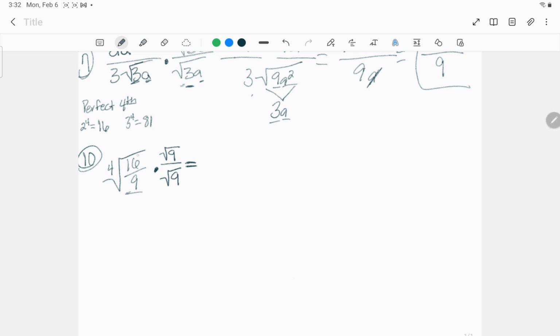All right. So 2 is the 4th root of 16. So this is going to end up being 2 multiplied by the 4th root of 9 over the 4th root of 81, which is then going to be 2 times the 4th root of 9 over the 4th root of 81, which is 3. Final answer.